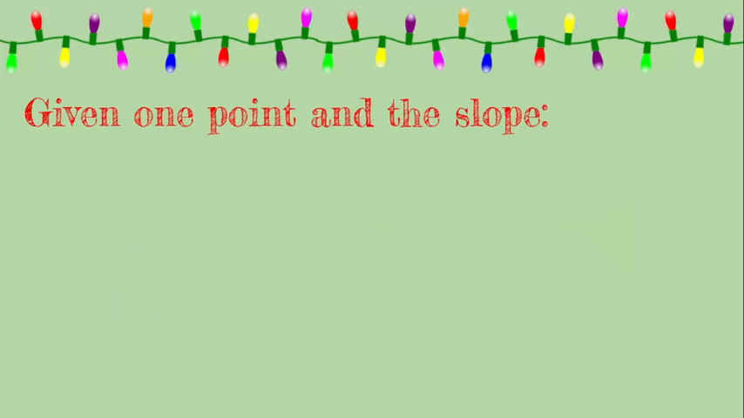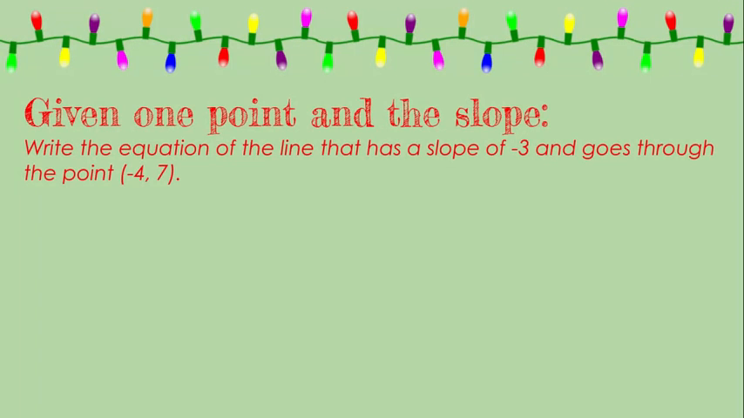And the last type of problem we're going to go through is if you're given 1 point and the slope. To write a linear equation using your calculator, you need to have 2 points. But in this case, they're only giving us 1 point, but they are giving us another piece of information, and that is the slope. So this is what an example might look like.